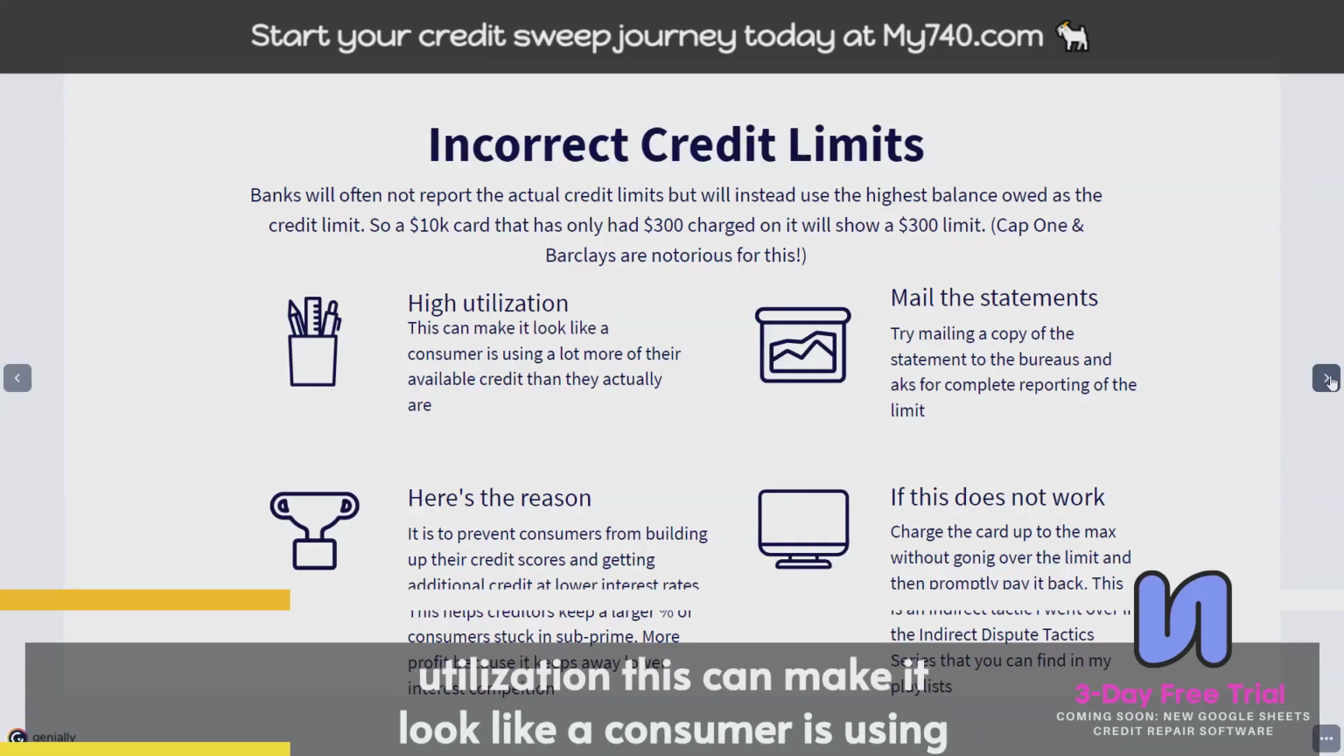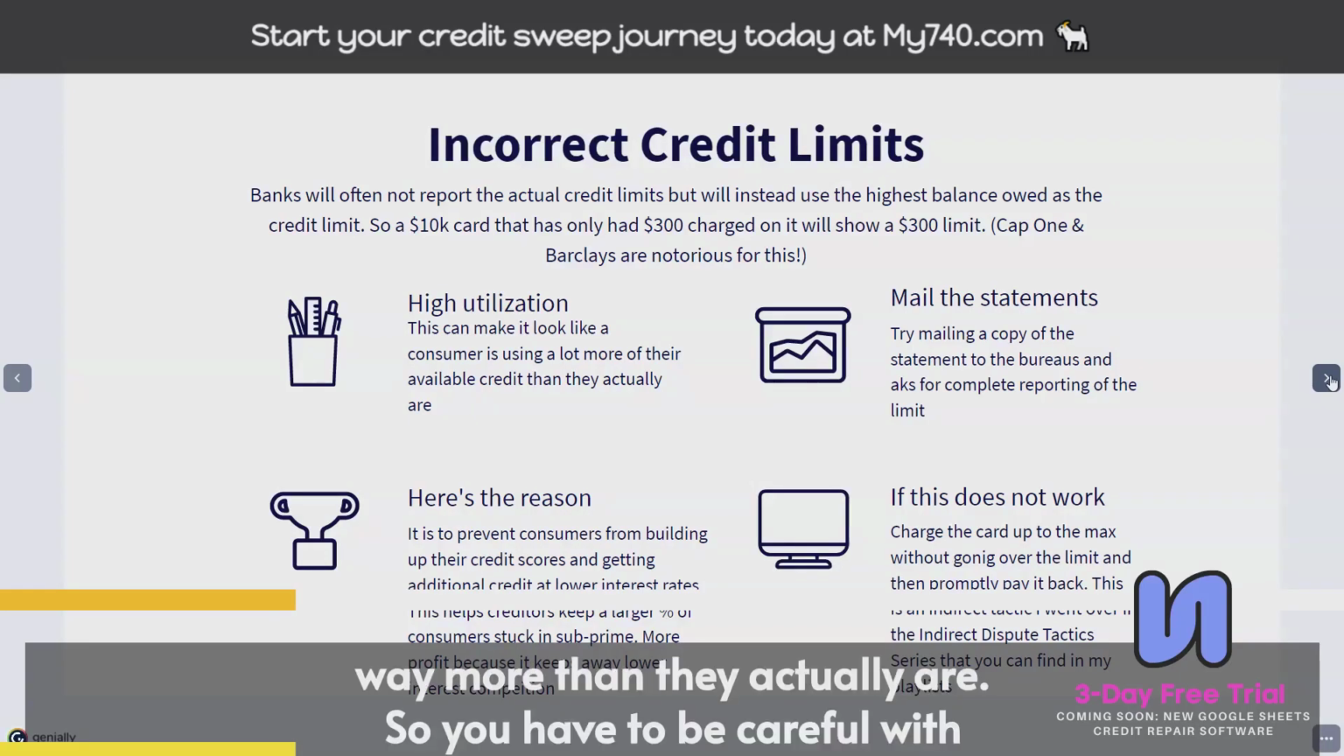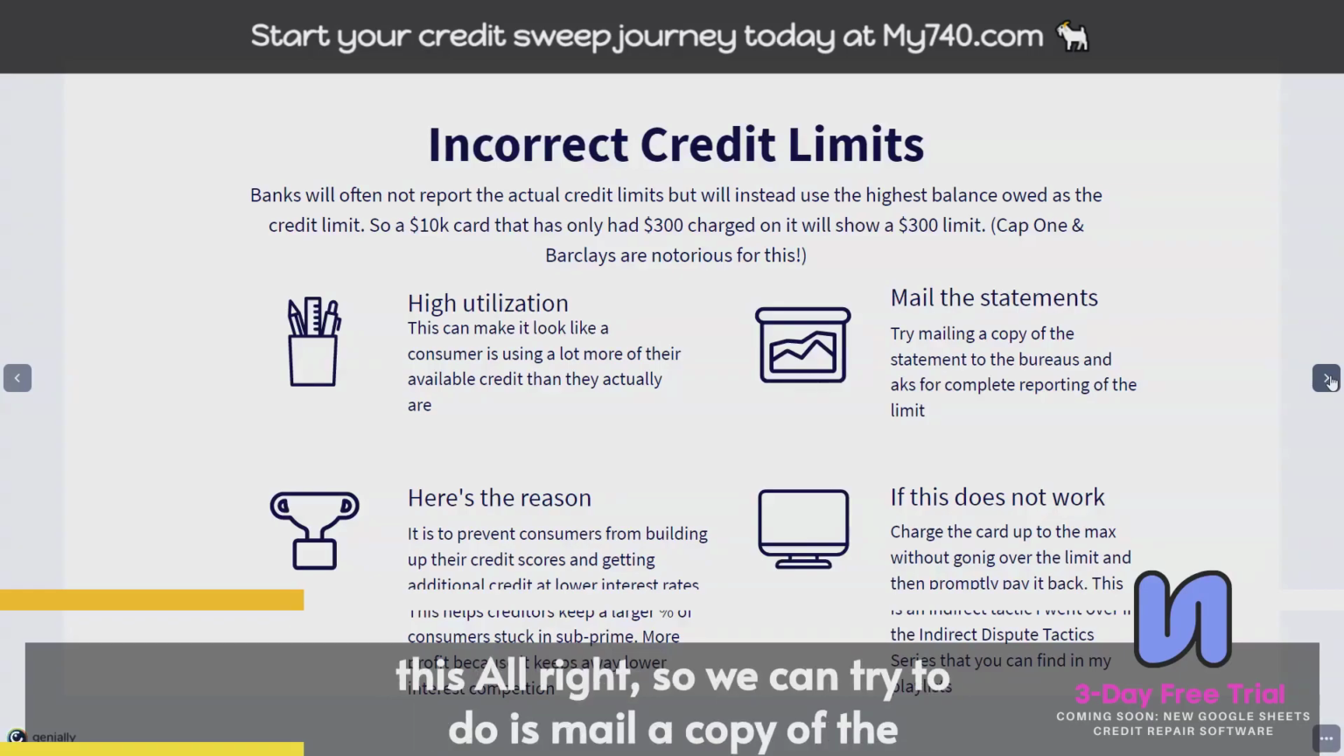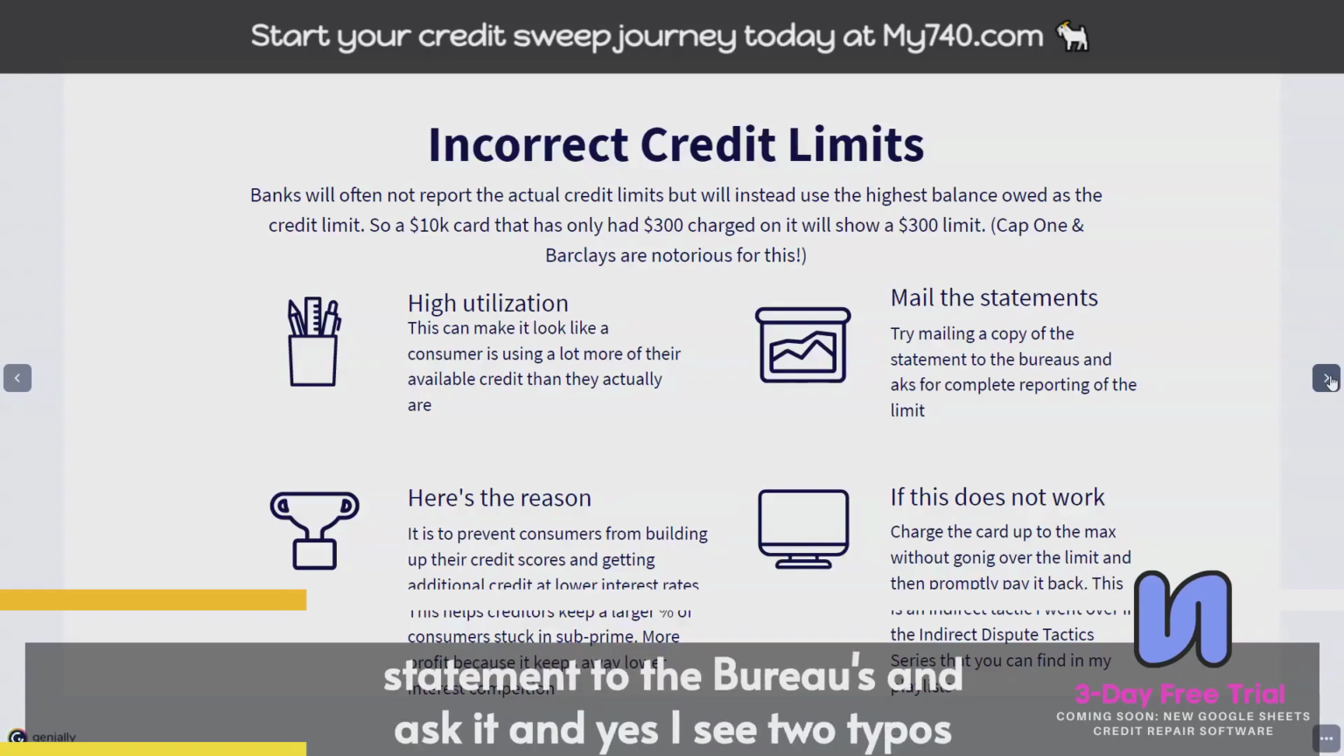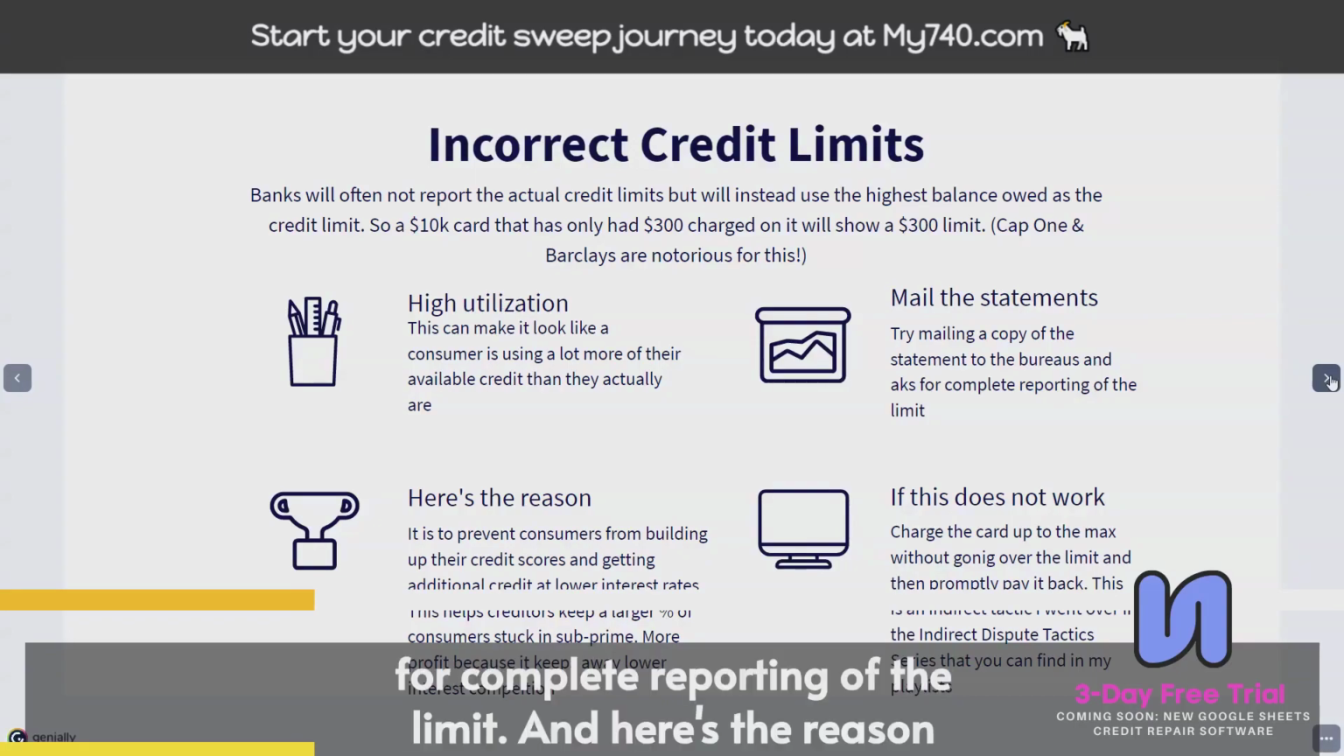Now, high utilization. This can make it look like a consumer is using way more than they actually are. So you have to be careful with this, all right? So what you can try to do is mail a copy of the statement to the bureaus and ask for complete reporting of the limit.